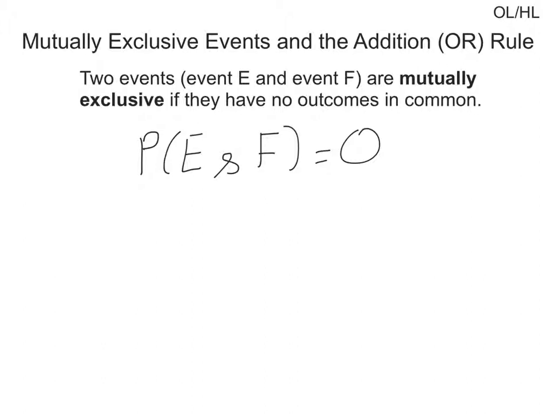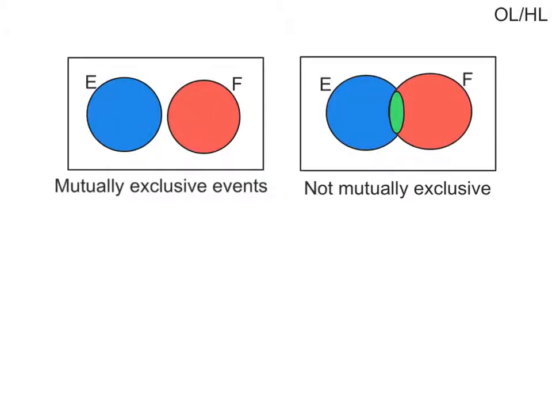The definition for mutually exclusive events has been asked on the Project Maths paper in the Leaving Certificate before. We can represent mutually exclusive events on the Venn diagram. As you can see, event E and event F have no intersection. Event E and event F have no intersection because they have no outcome in common with each other.